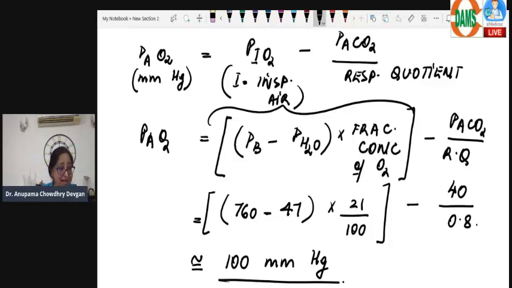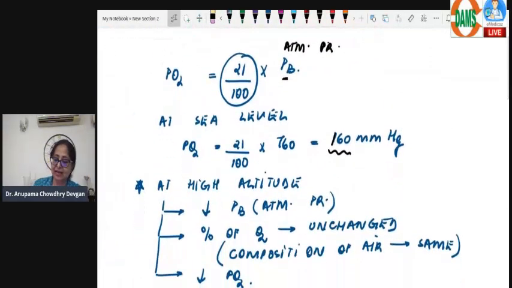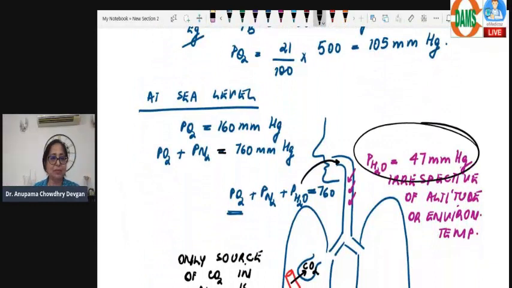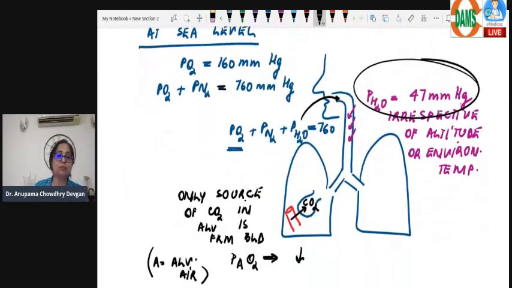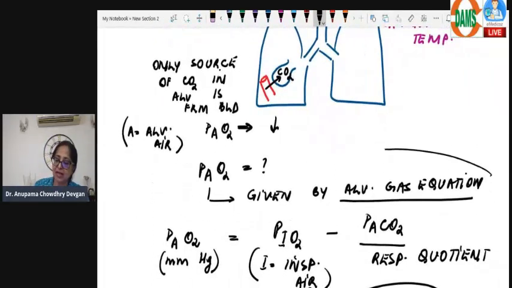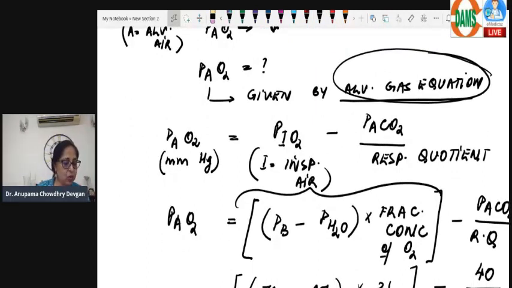Yes, a numerical problem has been asked from here. Please understand, let me take this concept once again and try to explain it to you. What will happen to the partial pressure of oxygen? The partial pressure of oxygen in the atmosphere at sea level we have calculated to be 160. As we breathe in, there is addition of water vapor, which is 47 millimeters of mercury. There is also addition of CO2, and the partial pressure of CO2 is 40. Because of these two things, addition of water vapor and addition of CO2, the partial pressure of oxygen will reduce. How much is the partial pressure of oxygen going to be? This is given by what is known as the alveolar gas equation. What is the alveolar gas equation? The alveolar gas equation is PiO2.